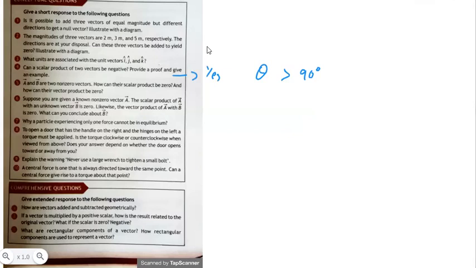Question number 6 is, suppose you are given a non-zero vector A and the scalar product of A with an unknown vector B is 0.